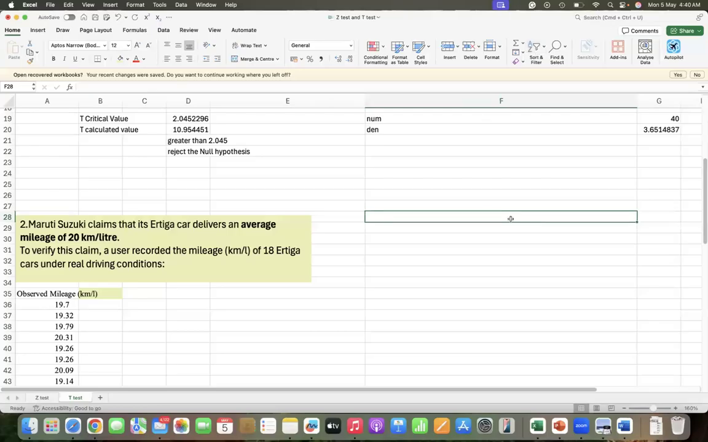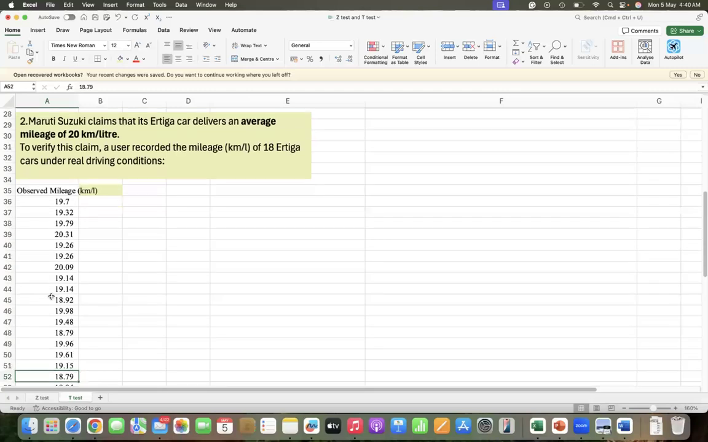Let us see the next question, where a Maruti company claims that its Ertiga car delivers an average mileage of 20 km per hour. So to verify this claim, a user recorded the mileage of 18 cars under real driving conditions, and the mileage came out to be these. Now, we want to check whether the claim of the company is right or not.